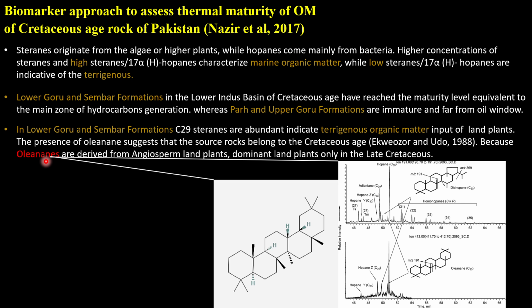What is oleanane? Oleanane is derived from angiosperm land plants, which dominated the land in the late Cretaceous. So this is the molecular fossil structure of oleananes, and this is the peak at the 50 to 52 million year timeline. It clearly shows that in the Cretaceous strata the oleanane concentration is very high.